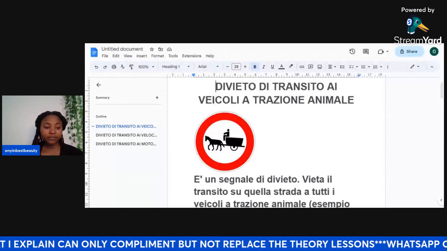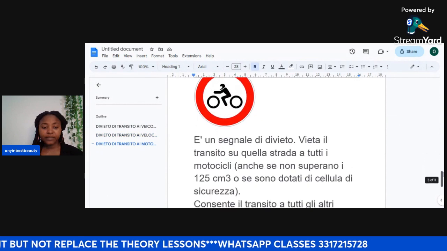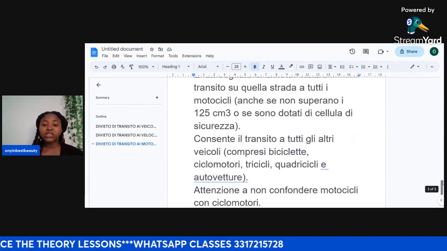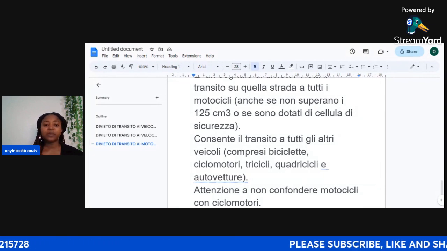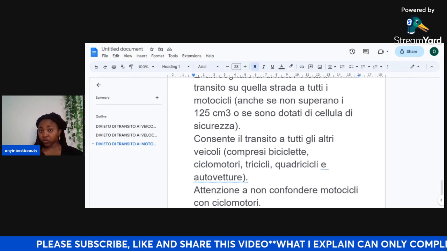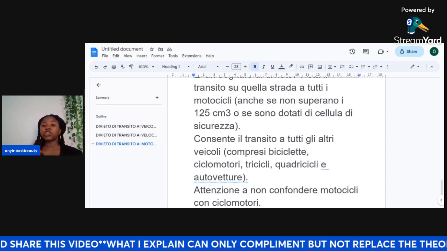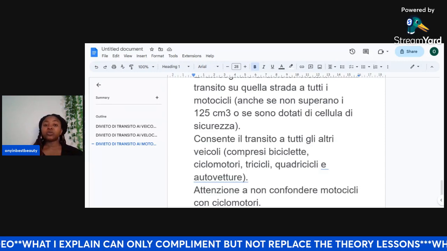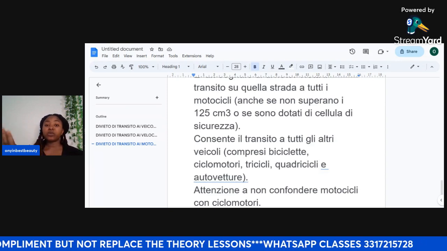Consente il transito a tutti gli altri veicoli, compresi biciclette, ciclomotori, tricicli, quadricicli e autovetture. Now, it consents all other vehicles, like bicycles, which can now enter this road. It's not referring to bicycles. Bicycles can enter, ciclomotori can enter, tricicli can enter, quadricicli, autovettura, which is our normal car, can also enter. Now, all other vehicles, even those on foot, can enter. It is referring to only motorcycles alone.